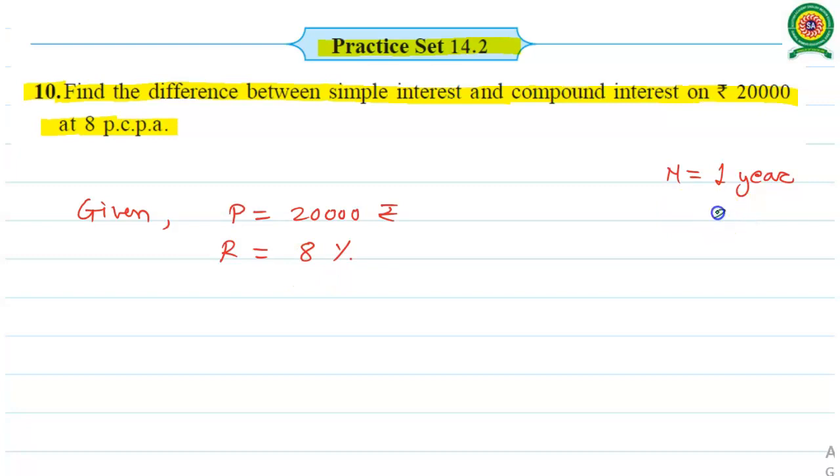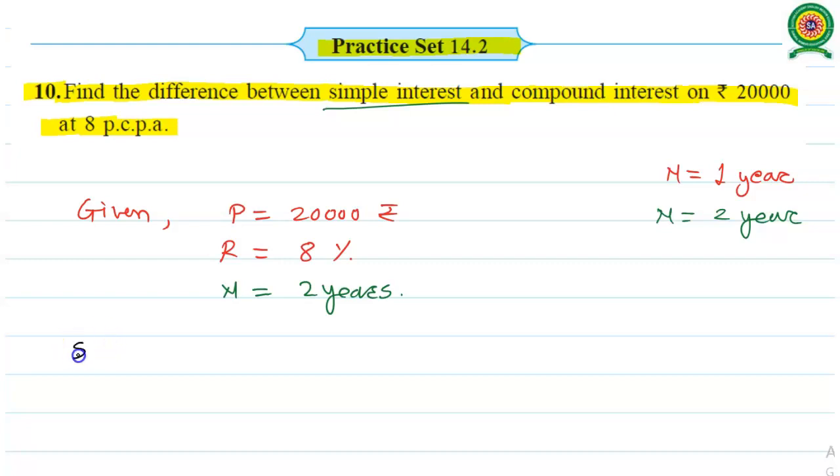Now when we consider 2 years, whatever the amount is at the end of the first year by using the simple interest formula, that will be the principal amount for the upcoming year, that means for the second year. So here we choose n as 2 years. Then we get the difference between the compound interest and the simple interest.